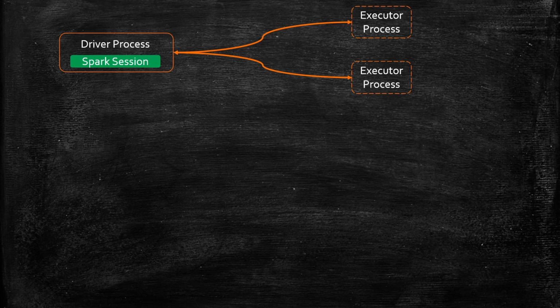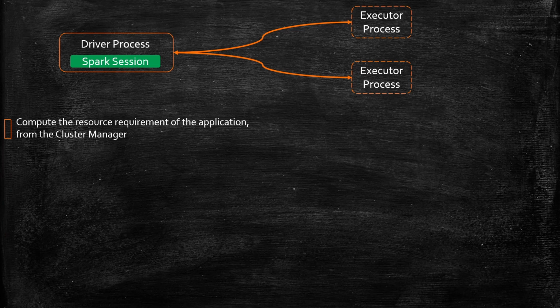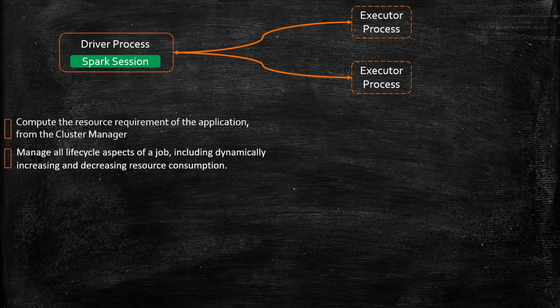Now let's list the main function of each component, starting with the Spark driver. The Spark driver is responsible for the resource requirements of the application, so it will work together with the cluster manager to get the resources necessary to start executor processes. The Spark driver will also increase or decrease the resource consumption of the application depending on how the application is running. It is also responsible for getting the application working in parallel across the cluster, so it will distribute and schedule the work across all the Spark executors.